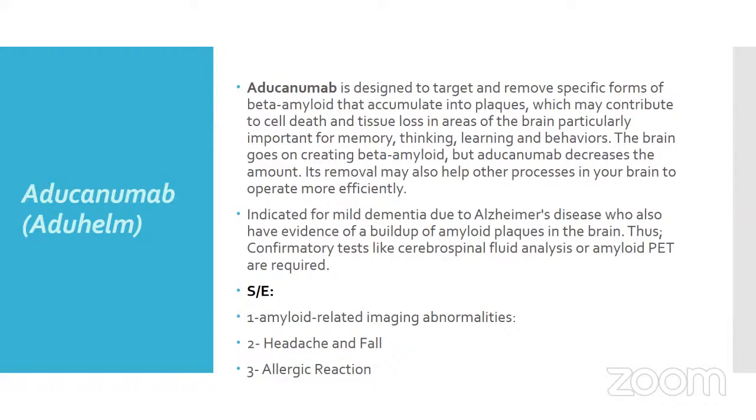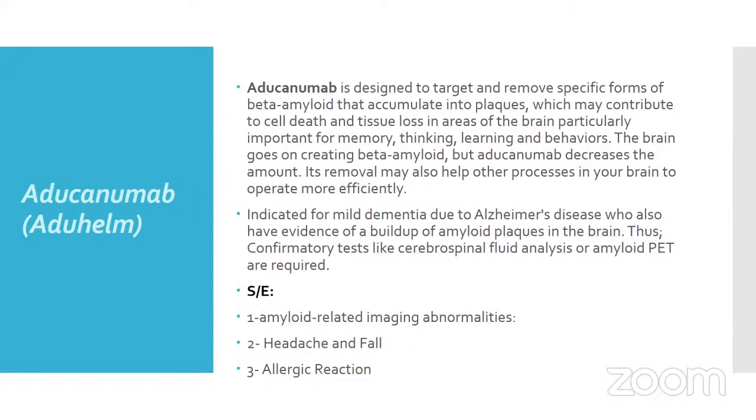The second thing: to start giving those patients anti-amyloid, they have to be sure those people have evidence of a buildup of amyloid plaque in the brain. We can't give this medication to just anybody with early stage or mild dementia. No, we should be sure at the beginning that there is evidence of buildup of amyloid plaques in the brain. Thus, we should do a confirmatory test in the form of CSF analysis or amyloid PET to be sure about this buildup. Then, if we find there is a real buildup, we can start them.